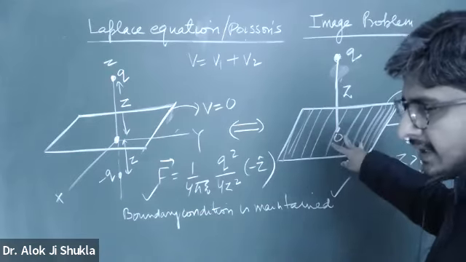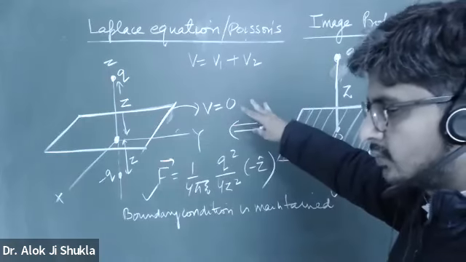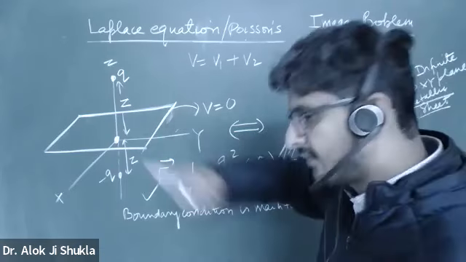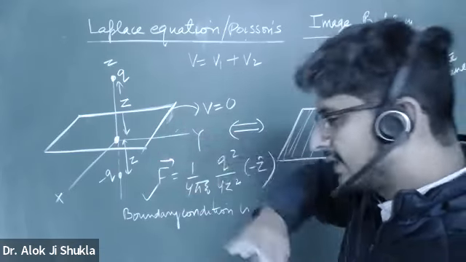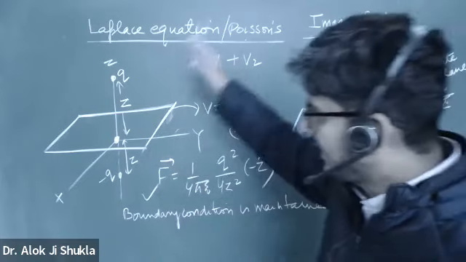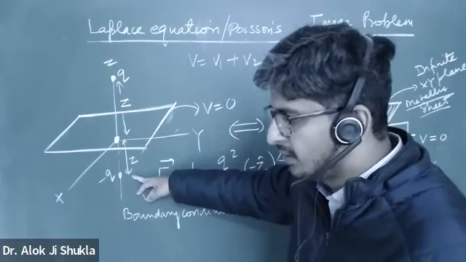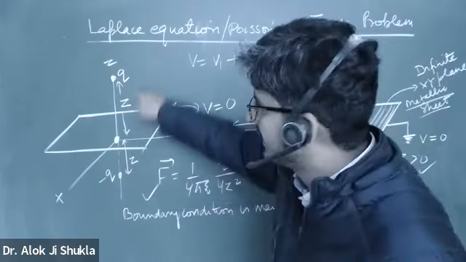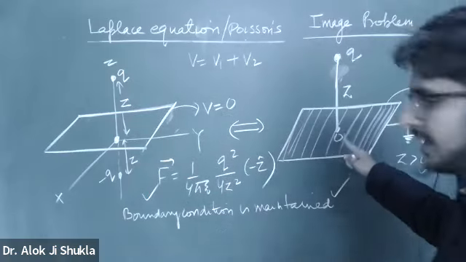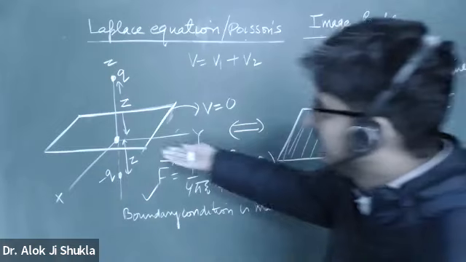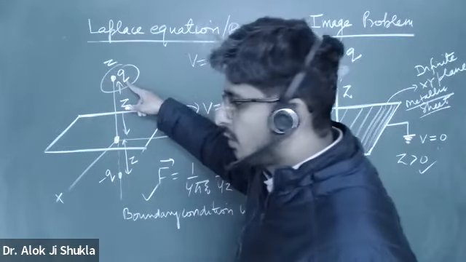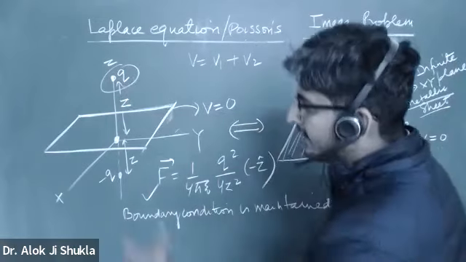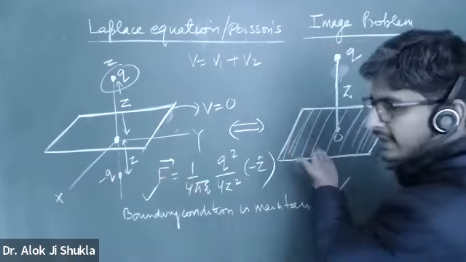So yes, that's why this problem is a tough problem. Yes, but because of Poisson equation, because of uniqueness theorem, we have changed this system. We have removed the plate. Now there is XY plane only. And I have put minus Q charge at a distance Z below the origin. Now whole XY plane will be at zero potential because of this minus Q and plus Q charge. So same boundary condition is maintained. And the charge on which you want to calculate the force is also maintained. That I can't change. So whatever is the result of this system will be the result of this system.